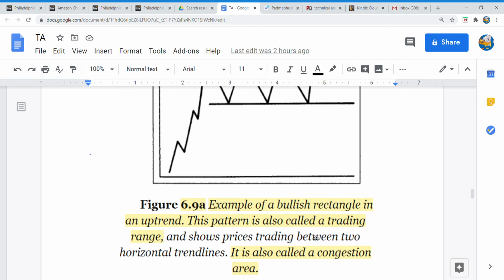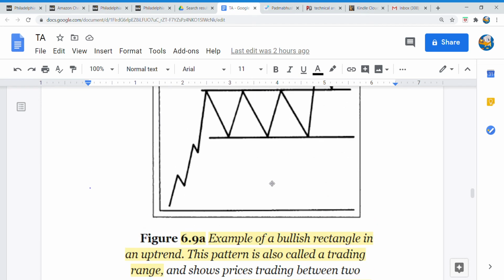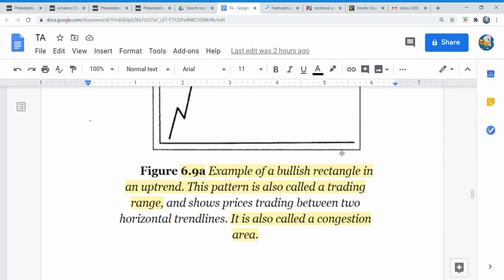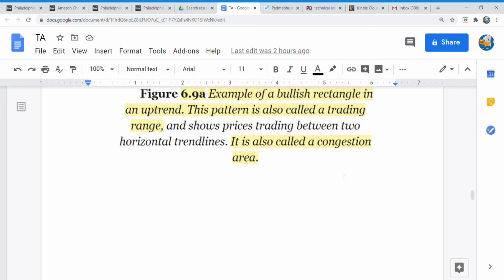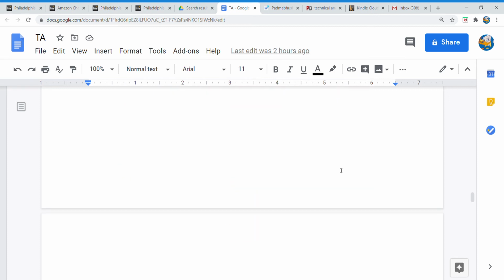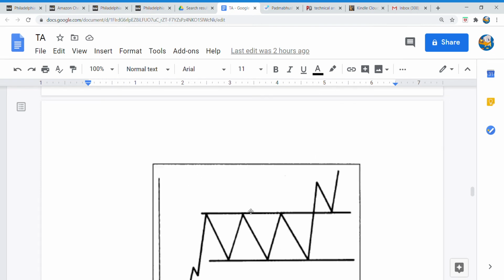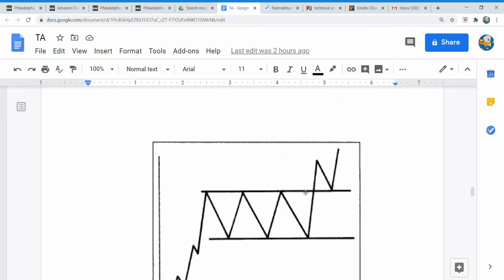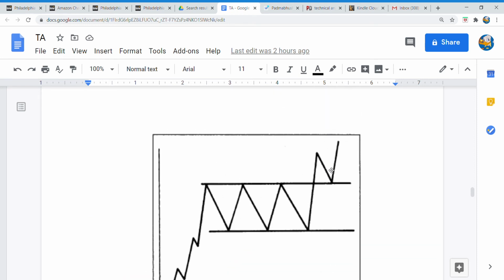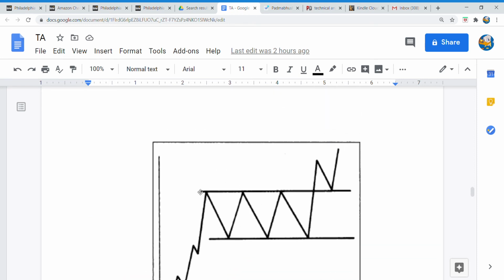Example of a bullish rectangle in an uptrend. This pattern is also called a trading range. It is also called a congestion area. So this is a rectangle formation. So it is testing back at this point.